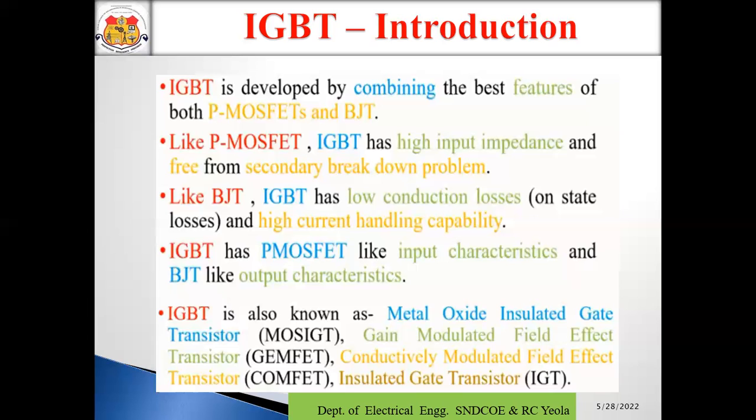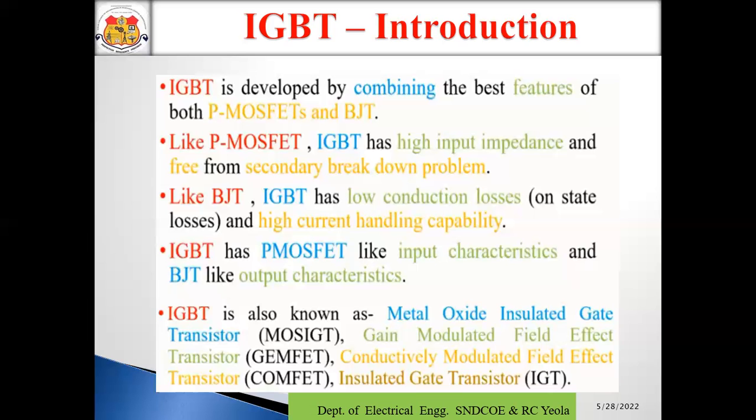And IGBT is also known as metal oxide insulated gate transistor, gain modulated field effect transistor, conductively modulated field effect transistor, and insulated gate transistor. These are the different names of the IGBT, and the main name is the insulated gate bipolar transistor.